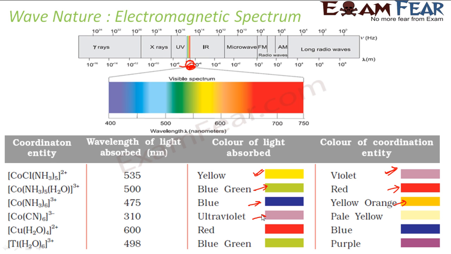If it absorbs ultraviolet color, it gives pale yellow. If it absorbs red color, it gives blue color. If it absorbs pale green color, it gives purple color. So these are the combinations we have seen, and these are examples of various coordination compounds. Okay, you see, same cobalt with tetrahedral, this is NH3 and this is CN, the color is different.